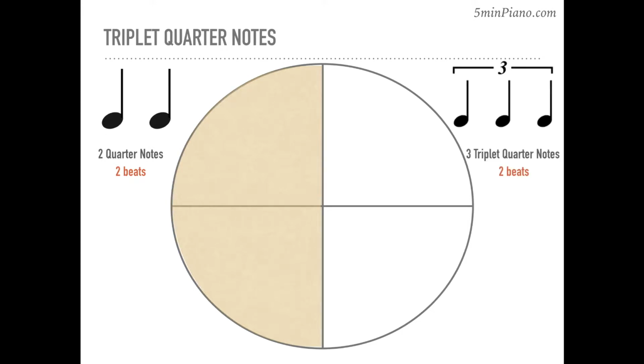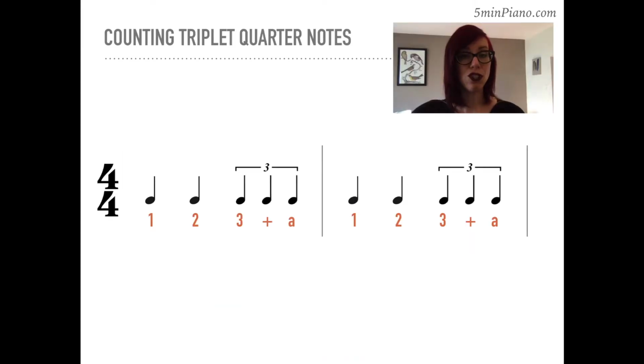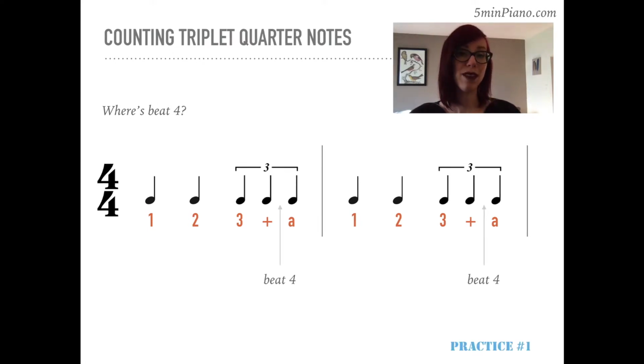Normally, 2 quarter notes equal 2 beats. In the case of triplet quarter notes, half of the pie will be split into thirds. That would be counted like this. 1, 2, 3 and 1, 2, 3 and. You may be wondering, where's beat 4? Beat 4 falls between the notes of the triplet. At this time, you can pause the video to complete practice exercise number 1.